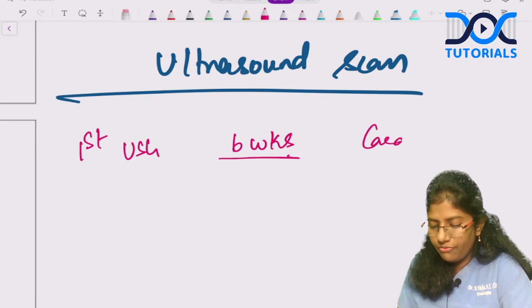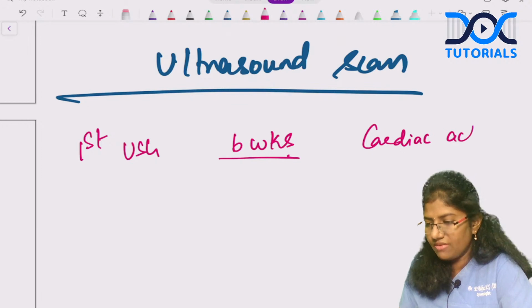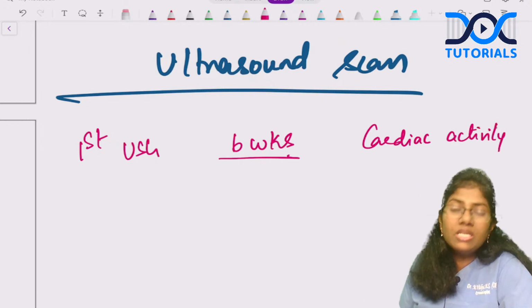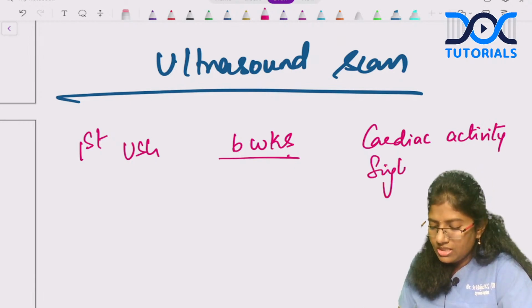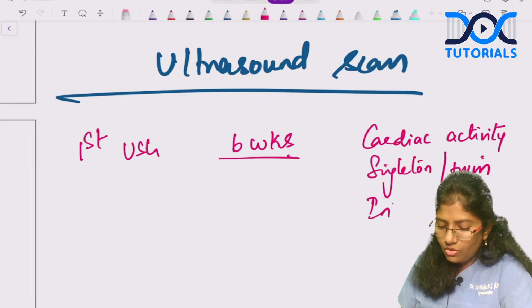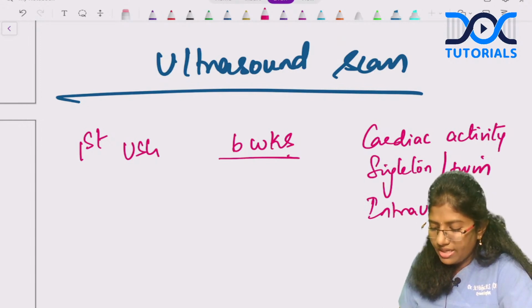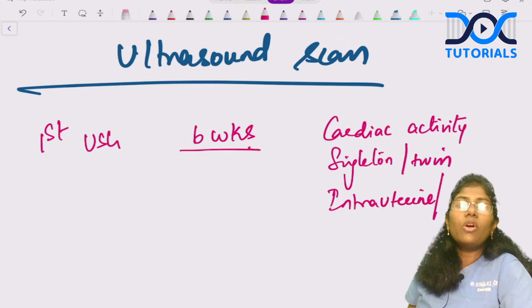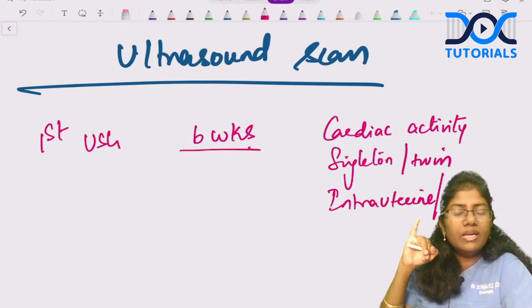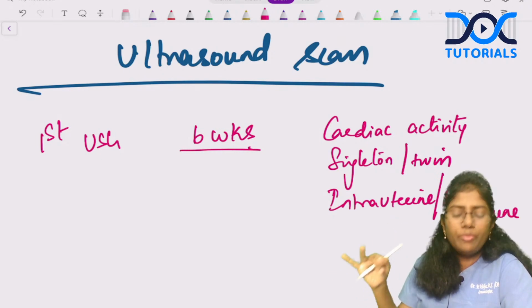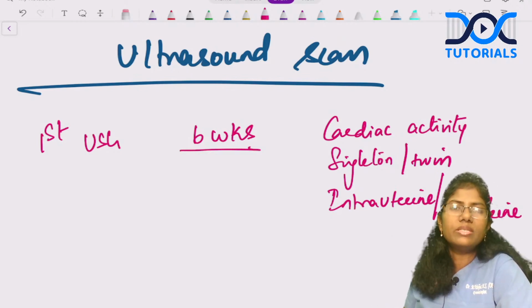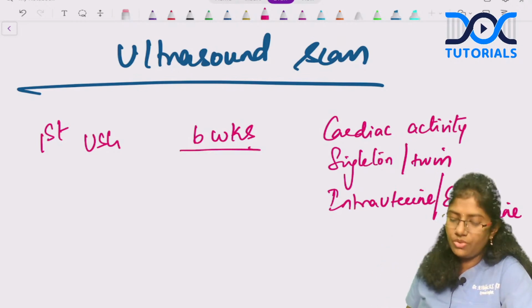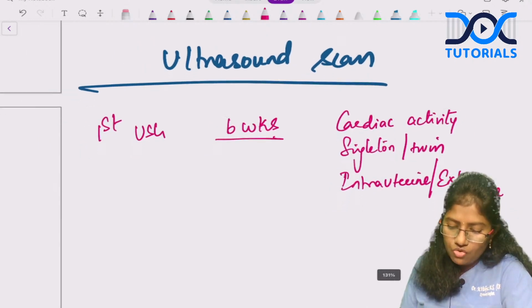So this confirms the cardiac activity. This tells you whether it is a viable pregnancy or a non-viable pregnancy. This also tells you whether it is a singleton or a twin pregnancy. It also tells you whether it is intrauterine or extrauterine. And a little bit about the gestational age also, though this is not the ideal time to confirm the gestational age.